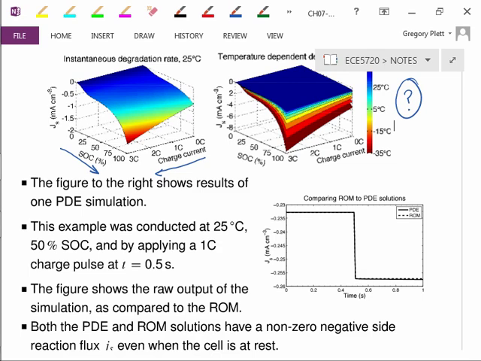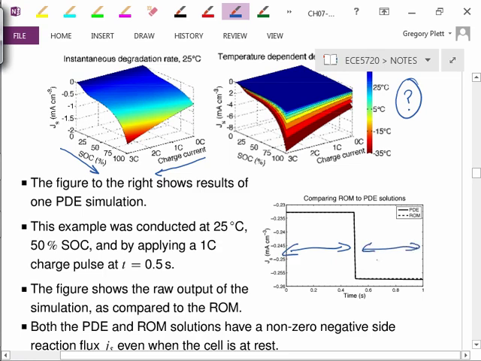The figure on the right shows the results of one PDE and ROM simulation, just so that we can look at them together. So of course the first half second is the period where the cell is resting, and the next half second is where the pulse of current has been applied. And we start at some resting side reaction rate. As we said, we relaxed Ramadas' assumption to say that side reactions could occur even when the cell is resting, although we expect them not to occur very quickly. And then the non-resting rate, when I'm charging. And this is a 1C charge pulse in this example.